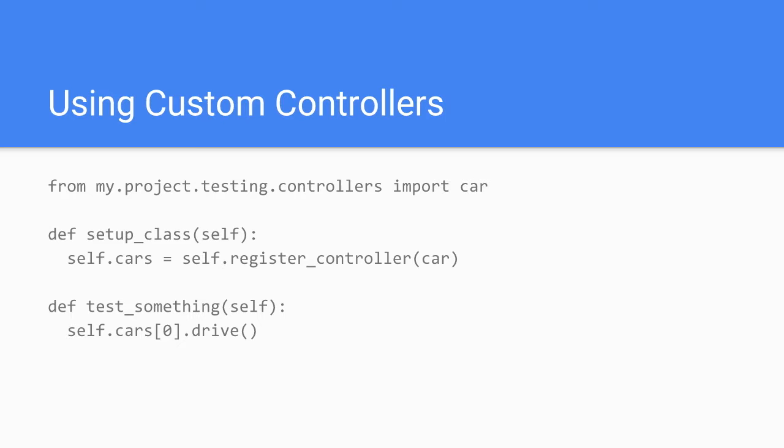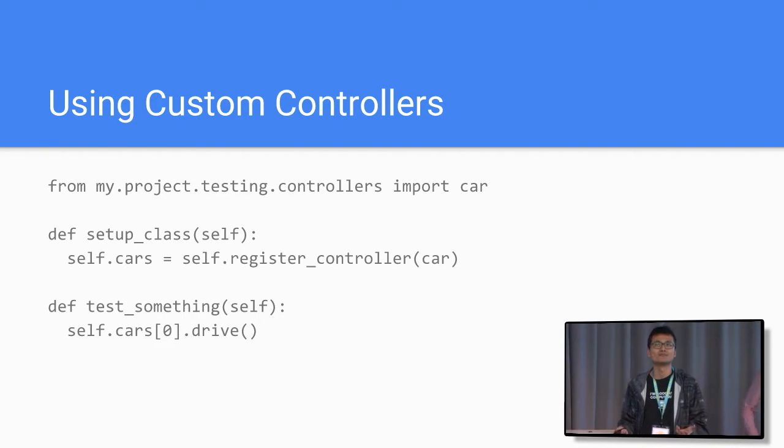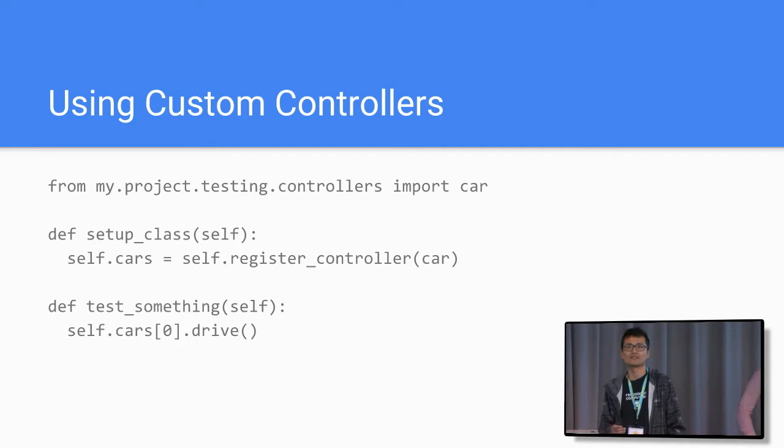So for example, let's say we have something like a car. Then you just, same as an Android device, declare the dependency on its registration. Then you can move on to do actions on it.